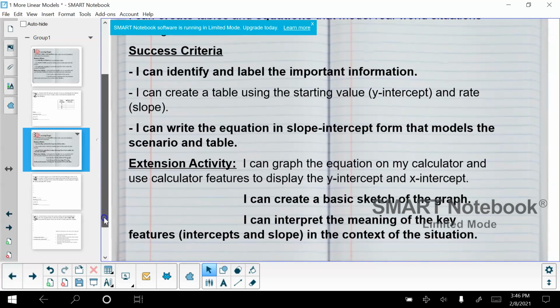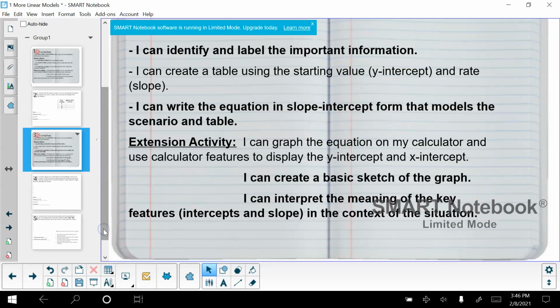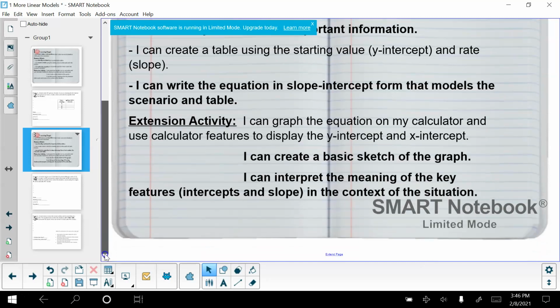The success criteria that we're going to be focusing on is the first one: I can identify and label important information that we're going to pull out of that scenario. And then the third one: I can write the equation in slope-intercept form that models the scenario. So we're not going to do the table part. We're just going to go straight from scenario to equation because sometimes that's all we really want or need to do.